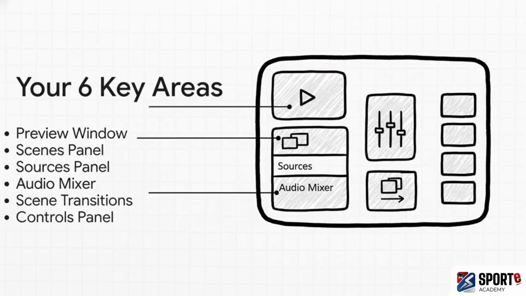And this is it. This is your main dashboard, and it's broken down into 6 key areas. That big window in the middle, that's your preview. What you see is what your audience sees. Down below, you've got scenes and sources, which are kind of like your visual building blocks. We're going to get into those in just a minute. Then, over on the right, you've got your audio mixer for all things sound, scene transitions for those cool stylish switches, and finally, the controls panel. That's where you'll actually hit Start Streaming. This whole thing, it's your new command center.